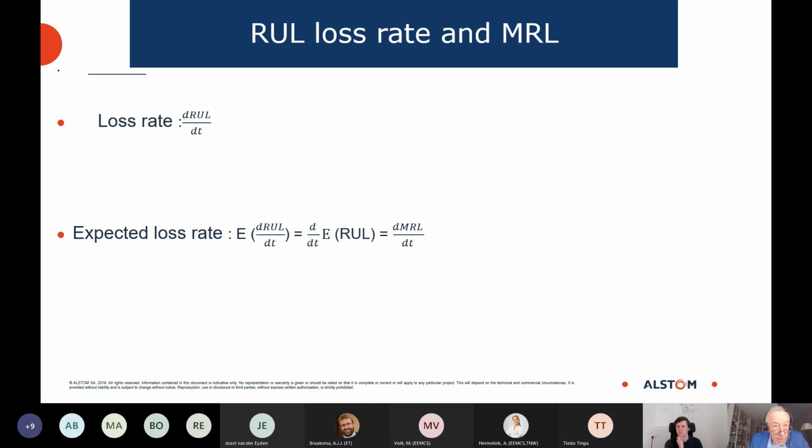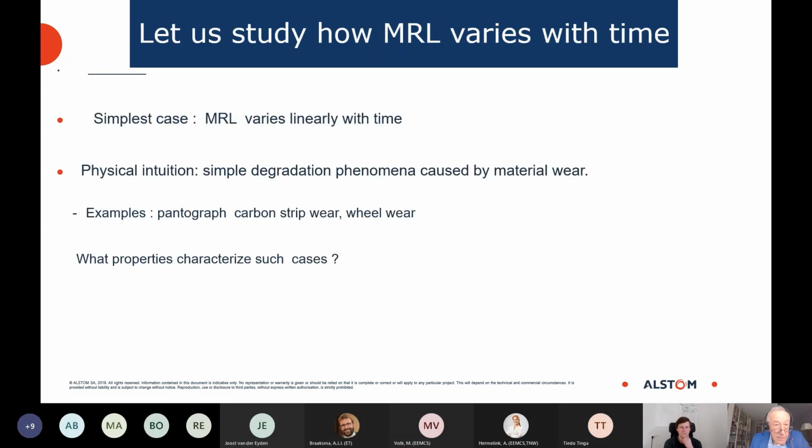So what do we know about MRL? First of all, the notion of loss rate. It's basically the derivative of the RUL with respect to time. So if you can interchange expectation and derivative, then we are interested in the expected loss rate, which is the derivative of the MRL with respect to time.